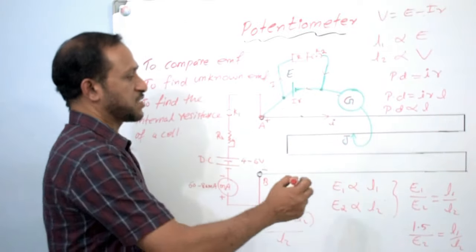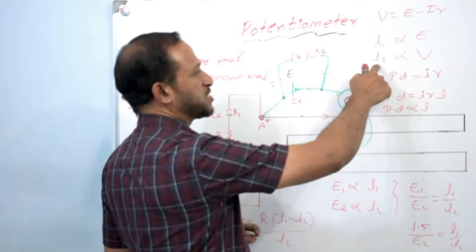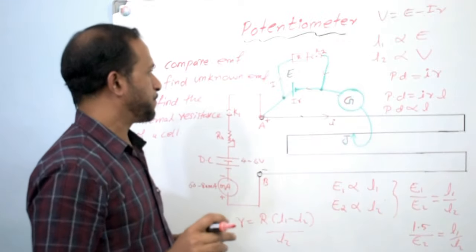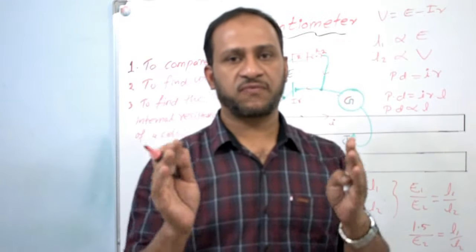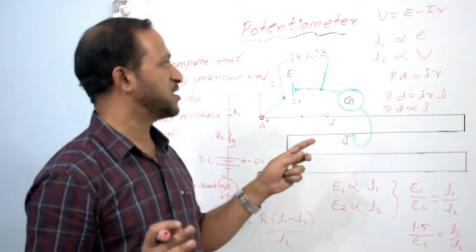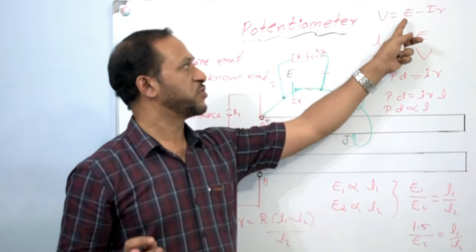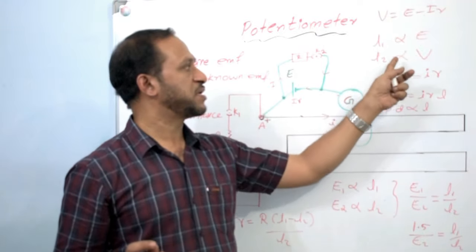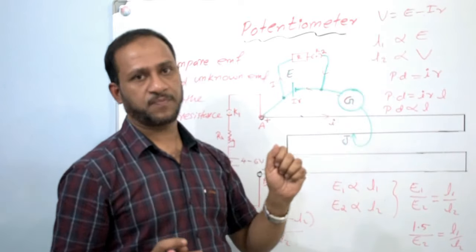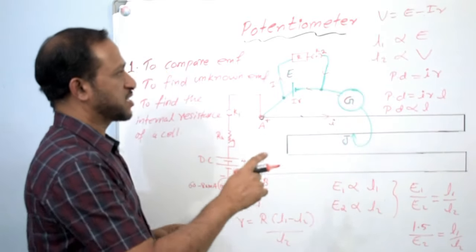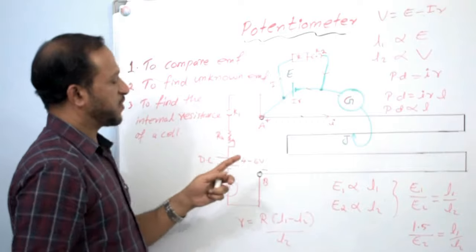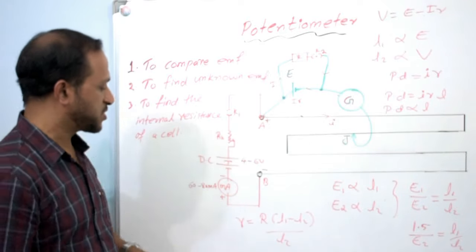And get the balancing length L2. So L2 will always be less than L1, because L1 is the balancing length with the full EMF and L2 is the balancing length with V equal to E minus IR. Then after getting the two balancing lengths, L1 and L2, we can find out the internal resistance R by using this equation.